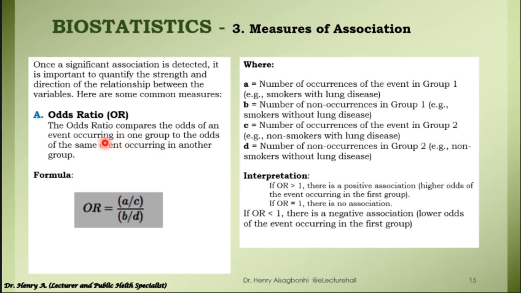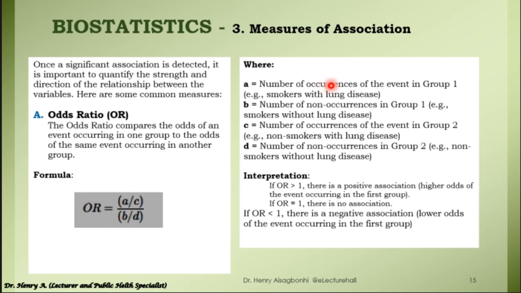The odds ratio compares the odds of an event occurring in one group to the odds of the same event occurring in another group. So it compares the odds of this thing occurring in this group against the other group, to see whether the association is really strong, whether it is of high strength. Can it occur here and still occur in this group?